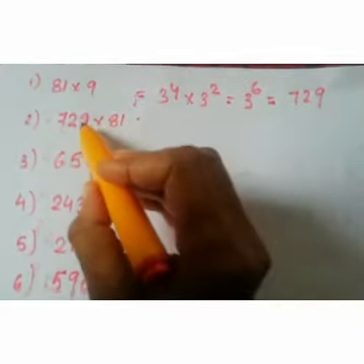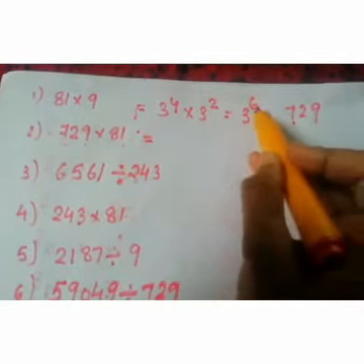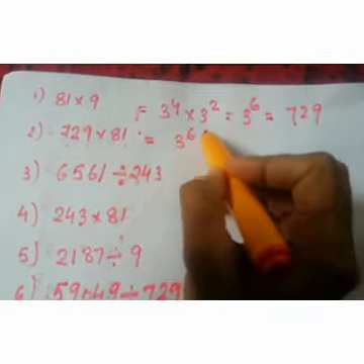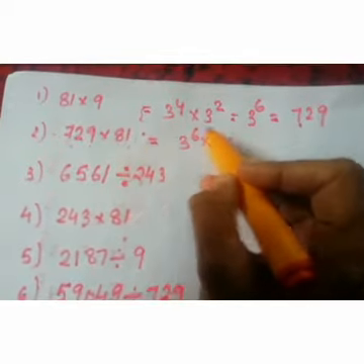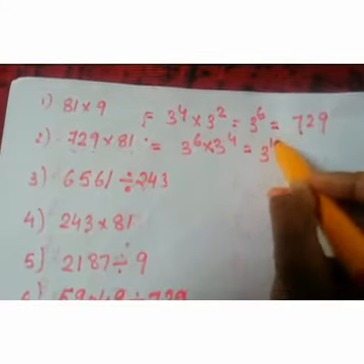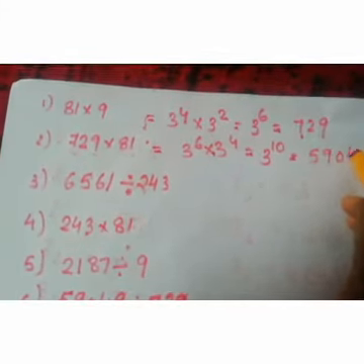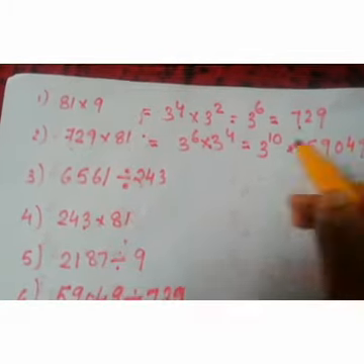Next, 729 into 81. 729 is 3 raised to 6 and 81 is 3 raised to 4. Total 3 raised to 10. 3 raised to 10 is 59049.